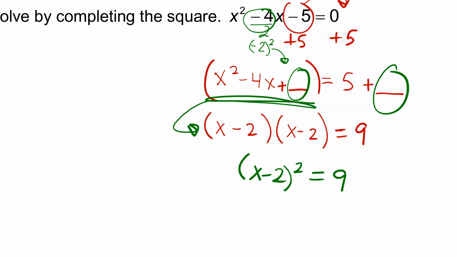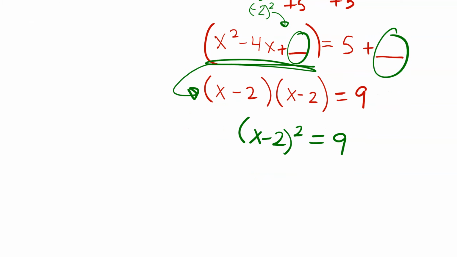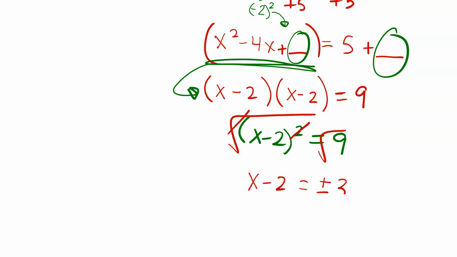Once we do that, we have to make the left side a perfect square trinomial, so I can write it as two of the same factors. Now I need to solve for x. X is inside x minus 2 squared. So if I square root both sides, the square and the square root go away, and I'm left with x minus 2 equals plus or minus 3. We are taking the square root, so you have to include plus or minus.